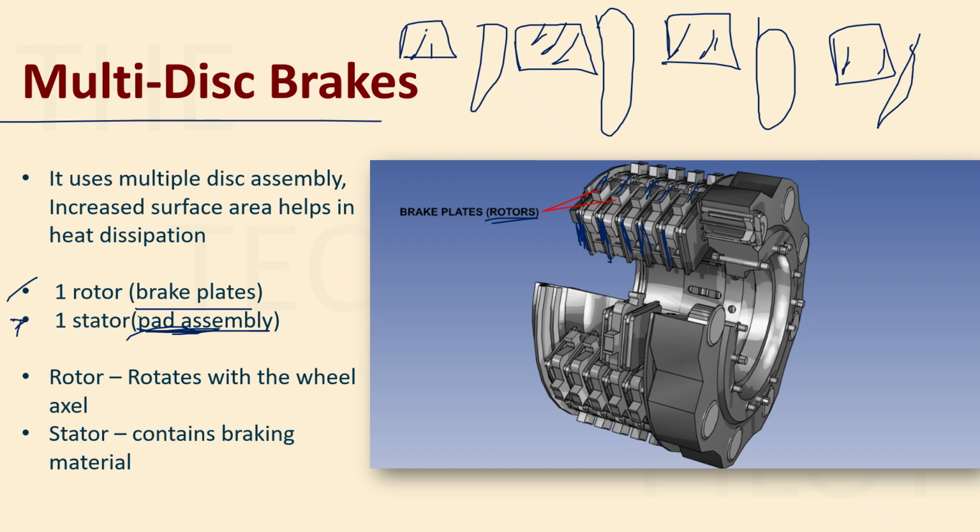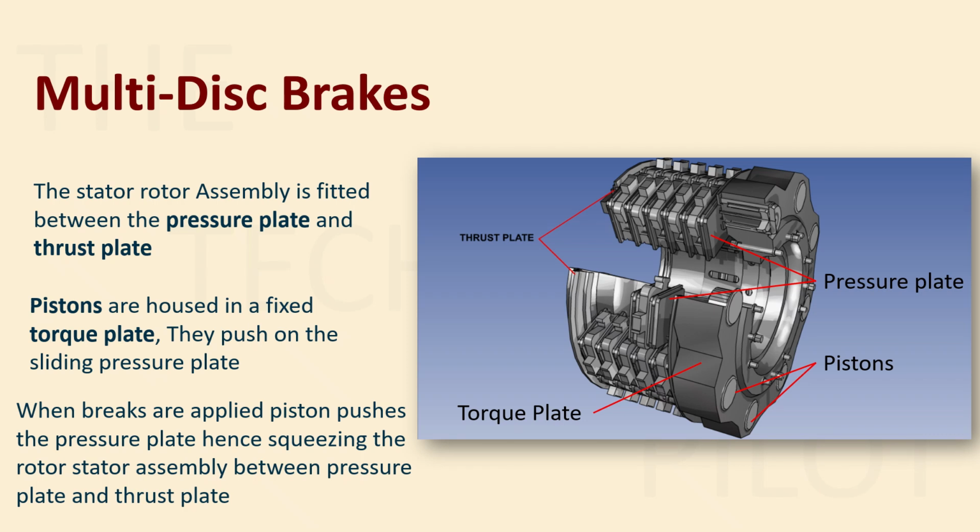Now, as it is also written here, the rotor rotates with the wheel axle while the stator contains the braking material. All right, you understood that. Then we have the stator rotor assembly fitted between the pressure plate and the thrust plate. These two plates mark the beginning and end of the complete system. This first plate is your pressure plate, and the last plate over here is your thrust plate, right?